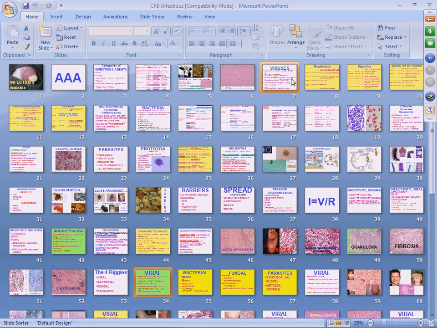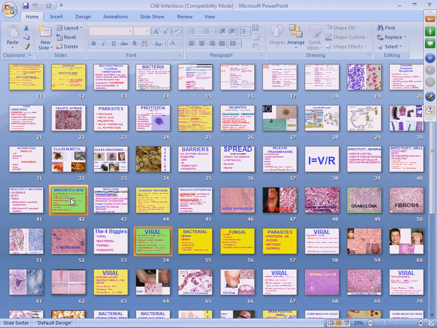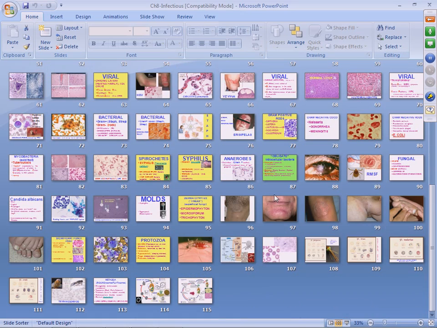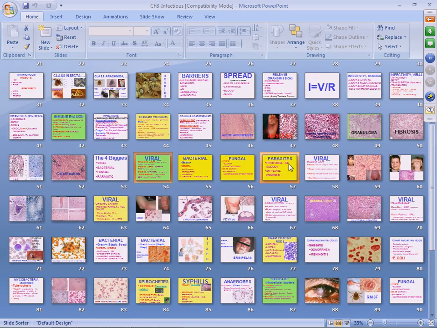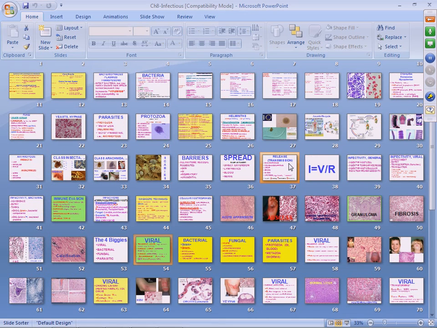Now, I've been asked to submit 4 questions from infectious disease. So let me ask you this. How many green slides are on here? 1, 2, 3, and I think there's one that you'll see here that just has a little green outline.